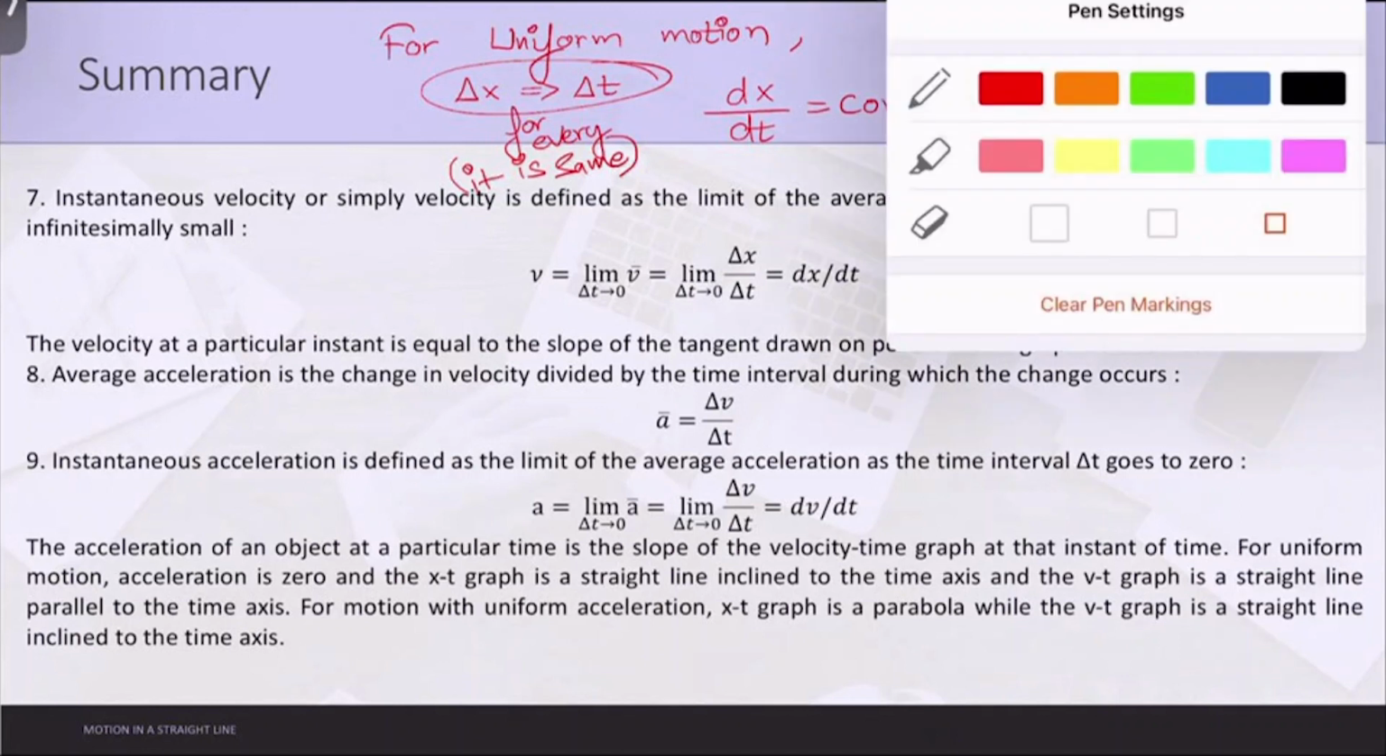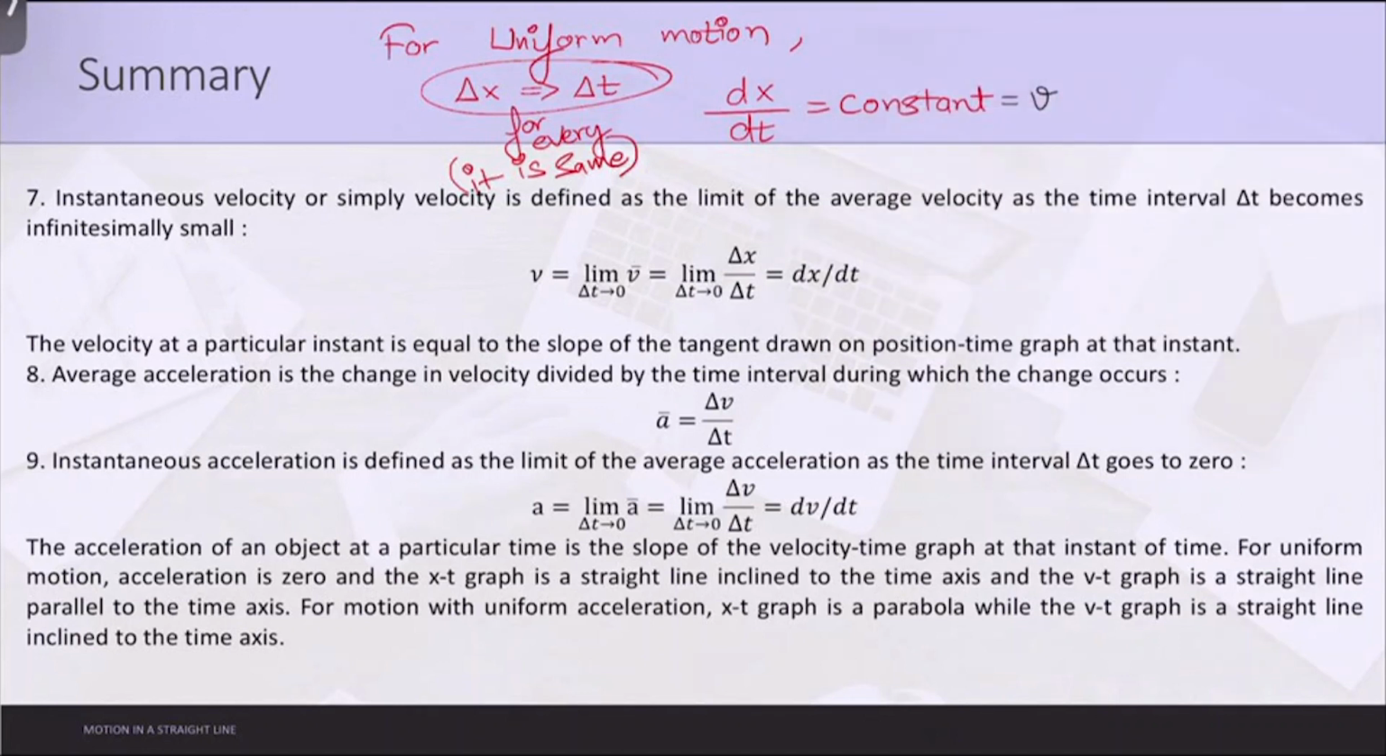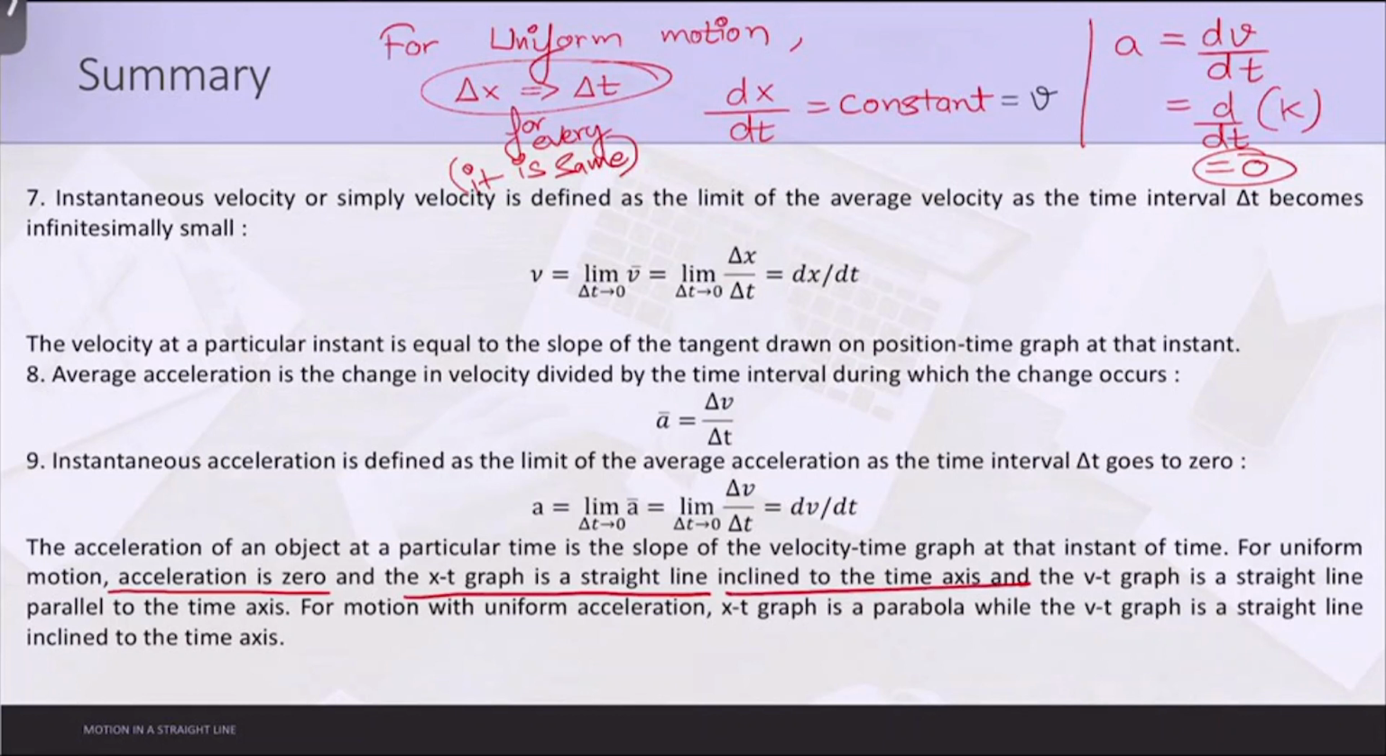Okay, so if it is equal to v, we know what acceleration is. Acceleration is nothing but equal to dv by dt. So if v is constant, we have understood from the concepts of differentiation that the derivative of a constant is equal to zero. So that is why it is written that for uniform motion, acceleration is zero. Okay, and the xt graph is a straight line inclined to the time axis.